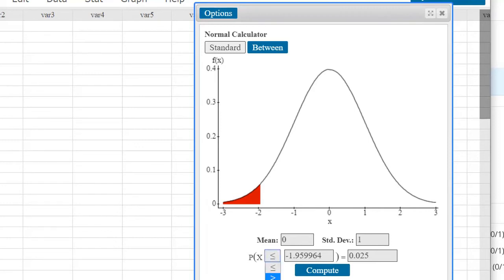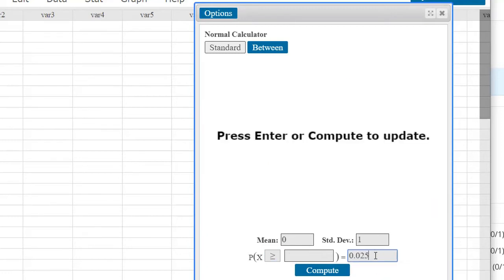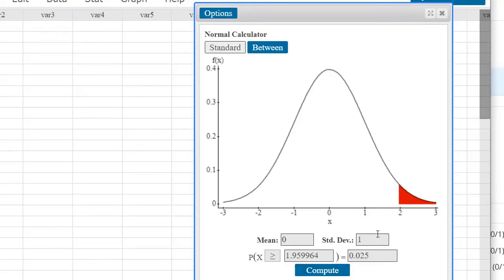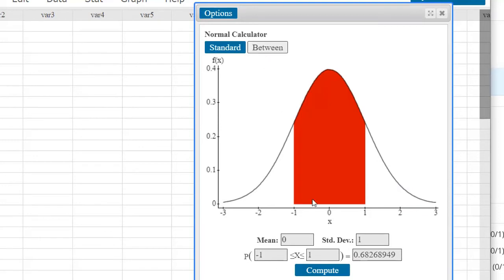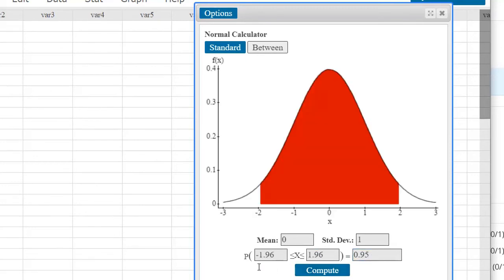I could do the same if I change this to greater than. Then if I want this area in the right tail to be 0.025, then I compute, and that gives me 1.96. And I could also do between, so if I want the area in the middle to be 0.95, then I could compute, and it'll give me both the negative 1.96 and the positive 1.96. So this is how I could use StatCrunch in order to figure out what those critical values are.